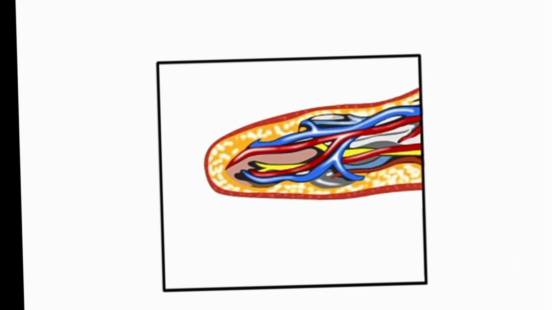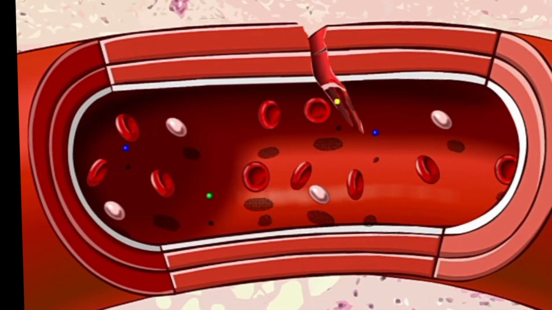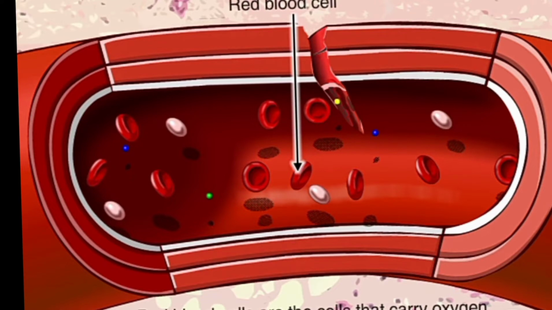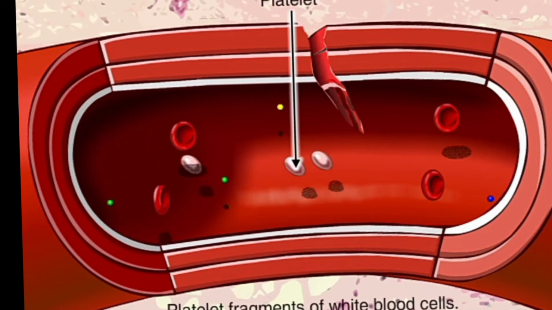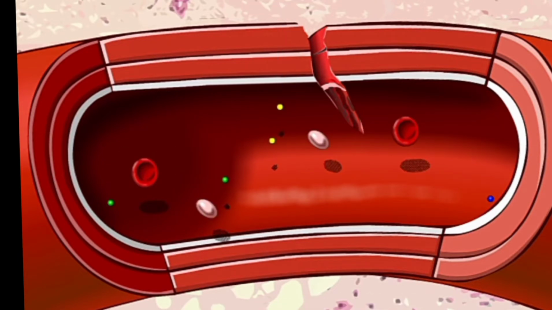So this is the zoomed view of the injured artery. When a person gets injured, blood starts flowing from the cut or the wound. It is called bleeding. After some time, the bleeding stops by itself. Our body prevents the loss of blood by forming a blood clot. It is called blood clotting.